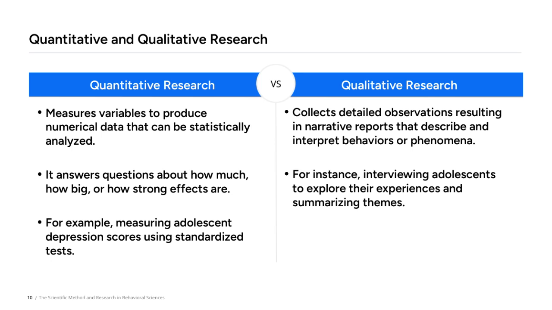Instead of numbers, it involves collecting detailed observations and creating narrative reports that help us understand and interpret behaviors or phenomena. This often means conducting interviews and then looking for common themes or patterns in the responses. For instance, we might interview adolescents to explore their personal experiences with depression and then summarize the key themes that emerge from those conversations. Both methods offer valuable insights, but they do so in very different ways. One through numbers and statistical analysis, the other through rich, descriptive storytelling.